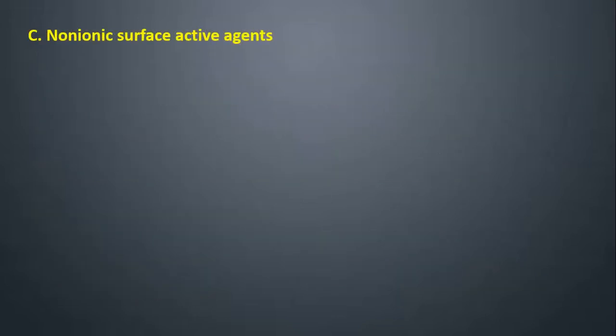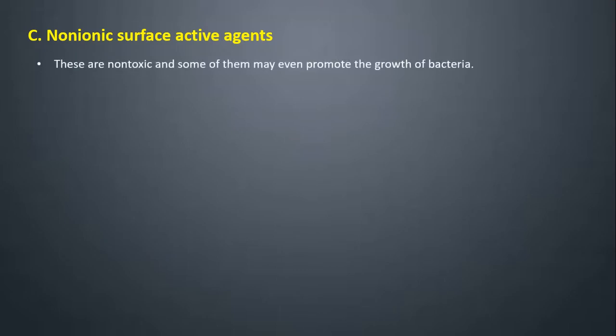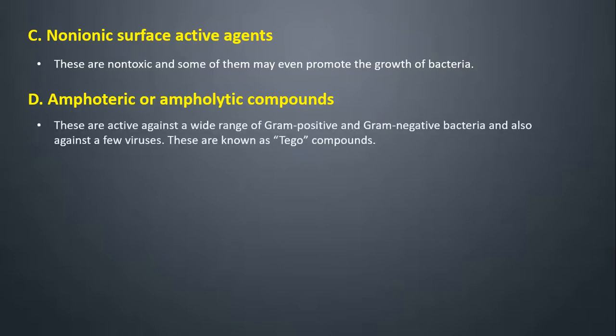Non-ionic surface active agents. These are non-toxic, and some of them may even promote the growth of bacteria. Amphoteric or ampholytic compounds. These are active against a wide range of gram-positive and gram-negative bacteria and also against a few viruses. These are known as TEGO compounds.